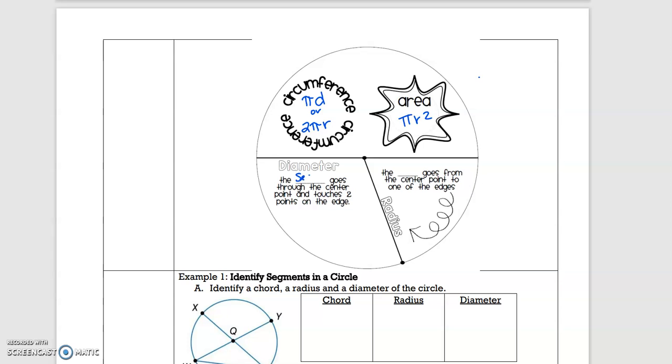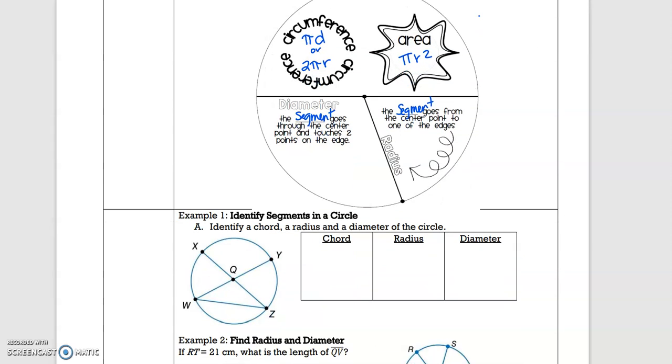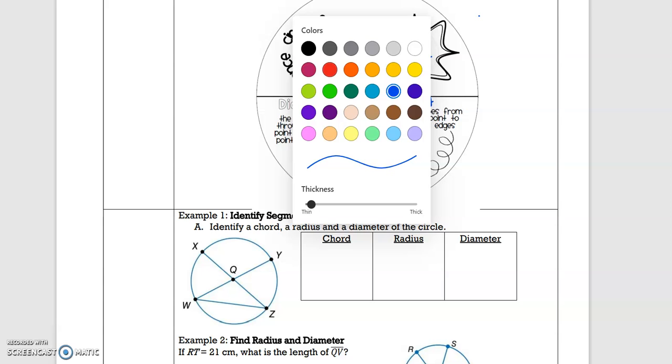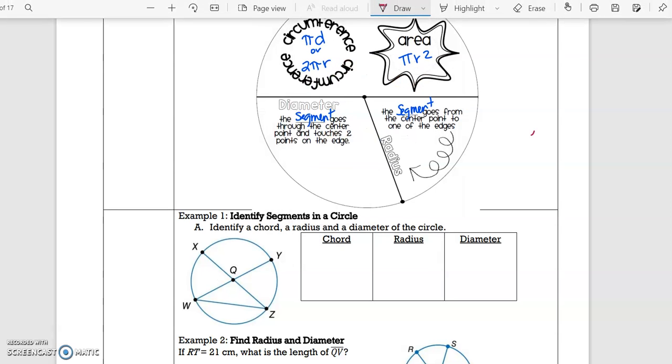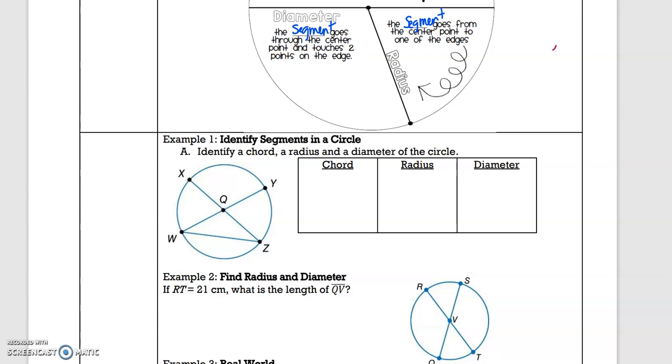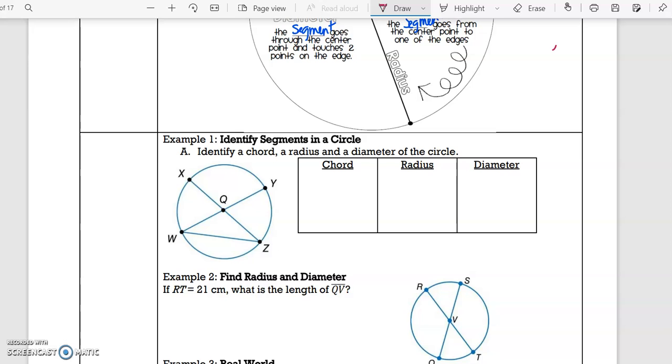Diameter, we already talked about, is a segment that goes through the center point and touches 2 points on the edge, and then a segment that goes from the center point to the outside is a radius. Just a little recap before we start naming. So now we're going to go ahead and name a chord, a radius, and a diameter, and actually there's going to be more than one in the radius and diameter box, but chord, there really is only one specific chord if we didn't name our diameter, but from the 2 points touching each side of the circle, WZ would be our chord.